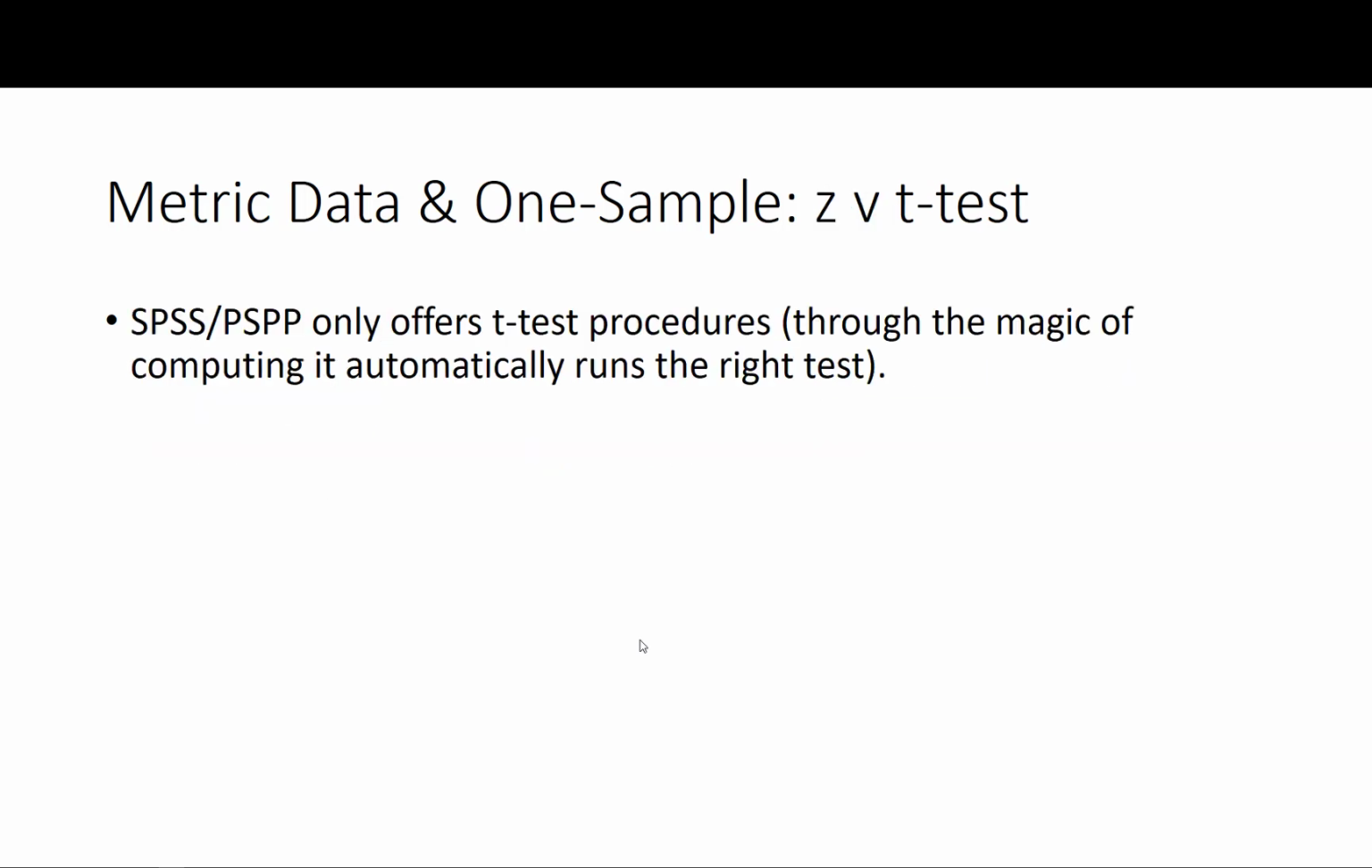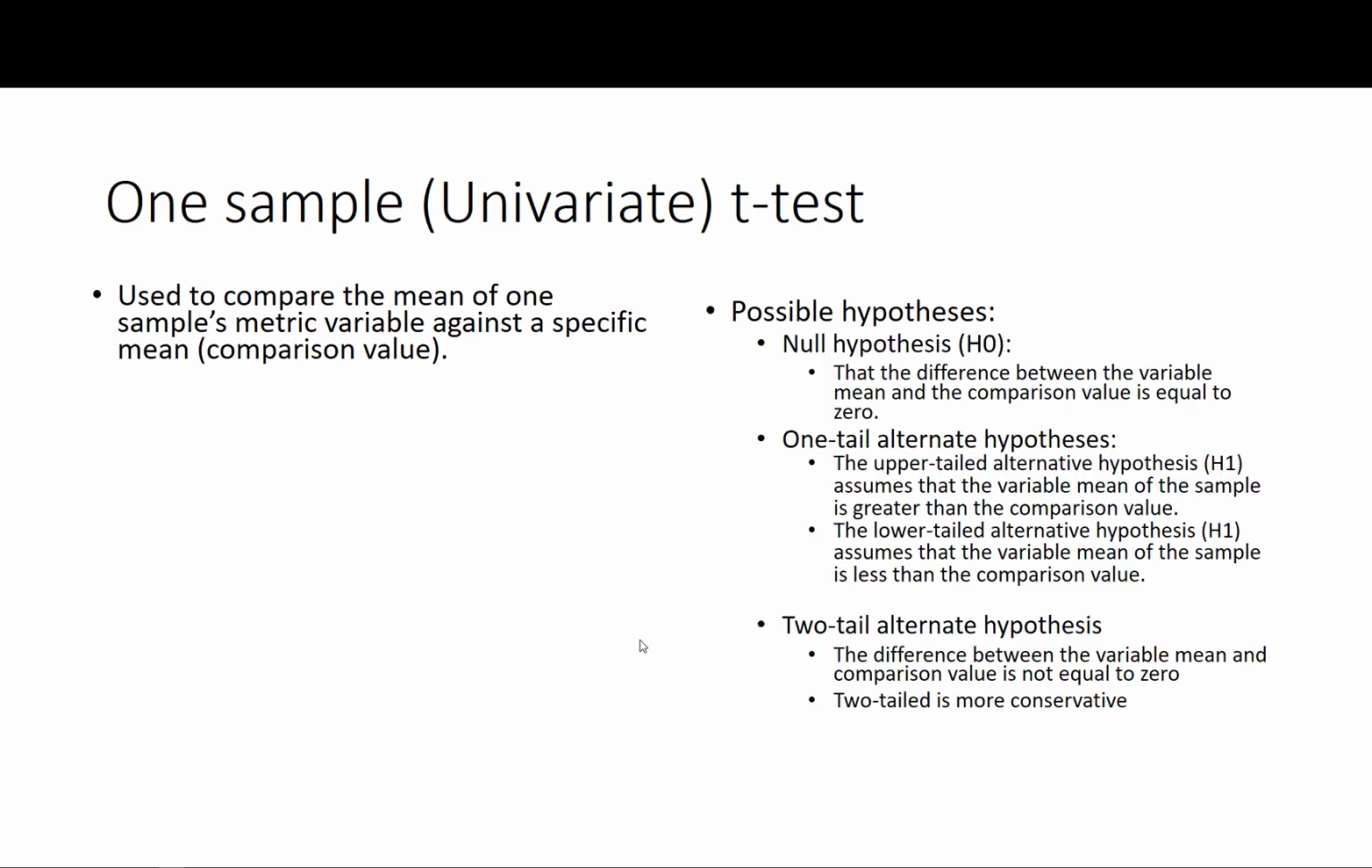However, you don't actually need to decide which one you are going to run, because SPSS and PSPP only offer t-test procedures that have magic in their coding, and they will compute the right test based on the data that you have provided. So essentially a z-test and a t-test, for all intents and purposes of what we are doing, are essentially the same thing. So, a one sample univariate t-test.